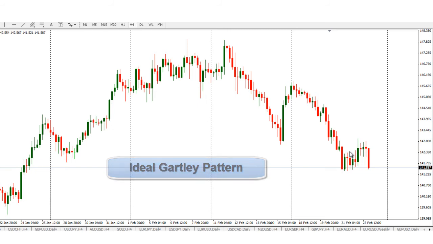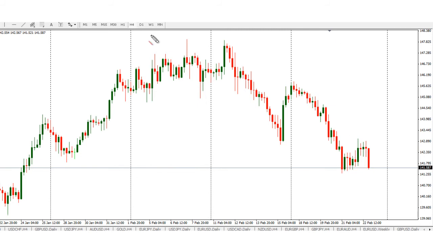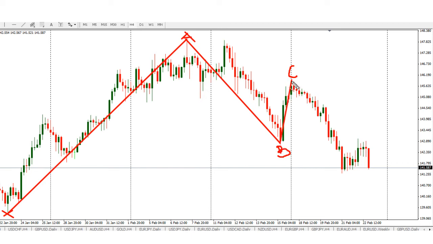Now let me demonstrate the Gartley pattern so that you understand what I'm trying to talk about. So this is point X here. This is point A. If you connect them together, this is what we call the XA leg. So this area is what we call point B. If you connect them together, this is the AB leg. So this is point C. If you connect them together, this is the BC leg. Now, this area is what we call point D, our potential reversal zone.